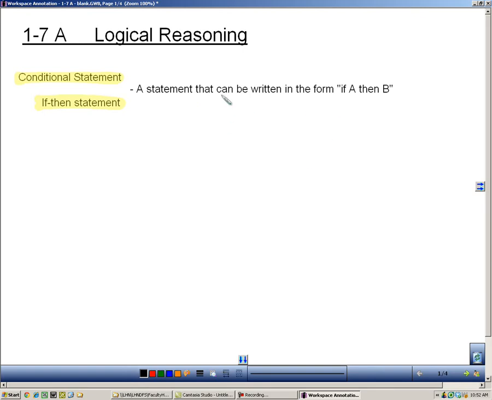Now, an important point here is that they can be written in that form. They don't always have to start in that form. Here's an example of a conditional statement, and then also the same statement written in if-then form. The statement is, I will play outside because it is hot. It's a statement that has a condition built in. An action takes place when something meets a certain condition. In this case, because it's hot, we're going to play outside.